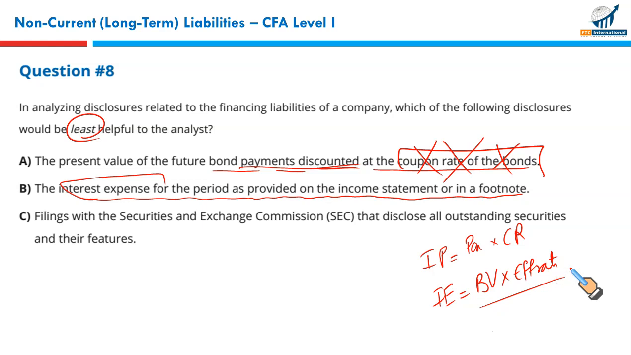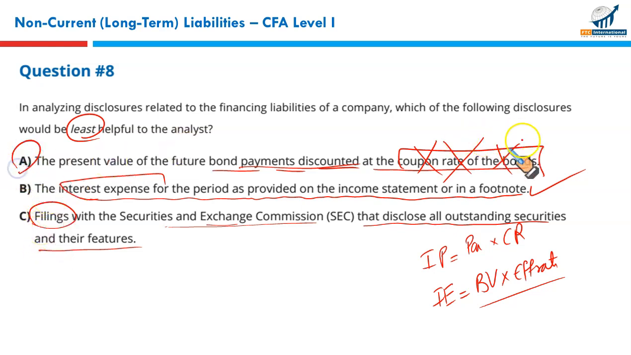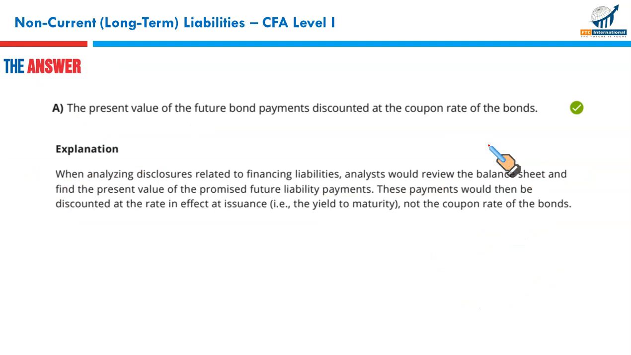Keep that in mind. Sometimes interest payment could be more than expense. Sometimes expense can be more than payment. When? We will see that. So this is an important disclosure. Filings with the Securities and Exchange Commission that disclose all outstanding securities and their features. Yes, the features of securities that have been issued must be disclosed as well. So B and C are required, but this is not the one. And moreover, the statement is incorrect. We do not discount at the coupon, rather we discount at the effective rate that was prevalent. So A is the right answer.